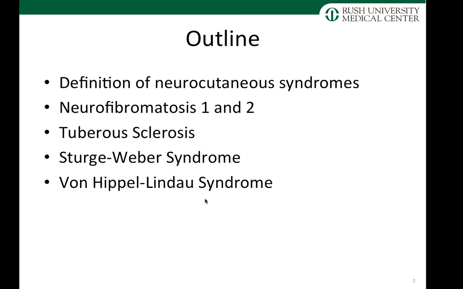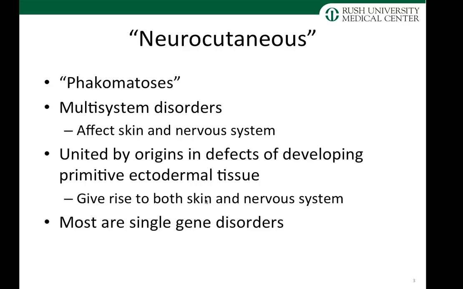Neurocutaneous syndromes will be defined first, and then we're going to walk through 5 syndromes. These include neurofibromatosis 1 and 2, tuberous sclerosis, Sturge-Weber syndrome, and von Hippel-Lindau syndrome. So let's start with the overall category of neurocutaneous disorders.